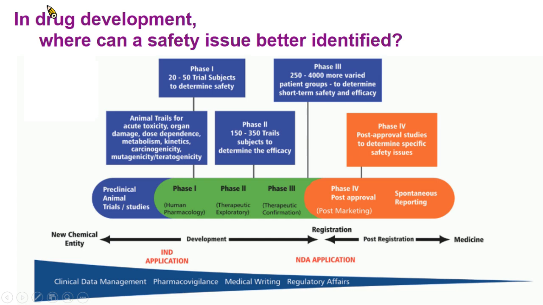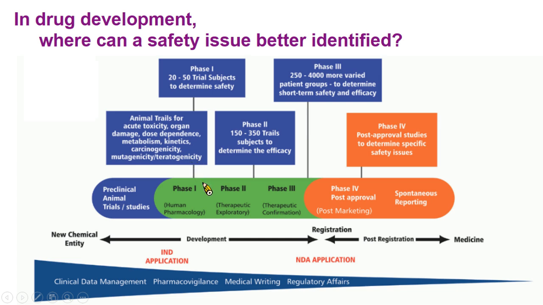Alright, so think about this. During the process of drug development, which part can better identify a safety issue or a potential safety issue? We know that the process of drug development goes from preclinical animal studies to the real human phase, which starts with phase 1, where we recruit healthy people first to do the safety monitoring already, and also several pharmacokinetics studies as well.